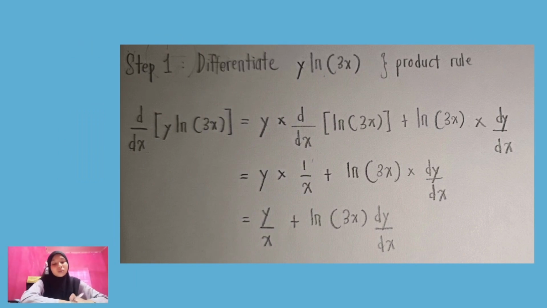So step 1, we need to differentiate the first term, which is y multiplied by ln 3x, using the product rule. The derivative of y ln 3x equals y multiplied by the derivative of ln 3x plus ln 3x multiplied by dy/dx. Now the derivative of ln 3x is 1 over 3x multiplied by 3, which simplifies to 1 over x. So this gives us y over x plus ln 3x multiplied by dy/dx.